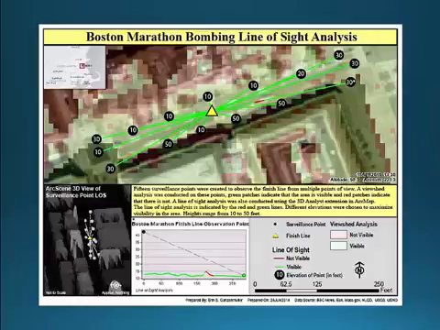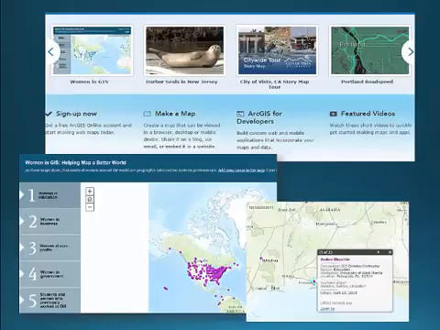UWF students gain experience presenting their GIS projects in formats most utilized in the industry for various audiences. For more student examples, be sure to check out our program blog at uwf-gis.blogspot.com.